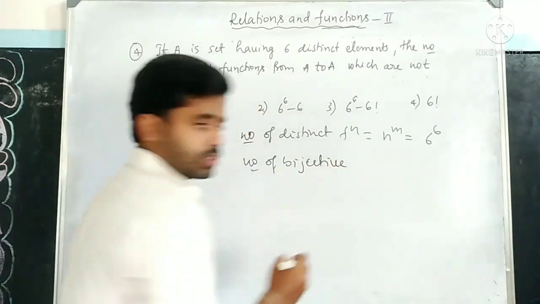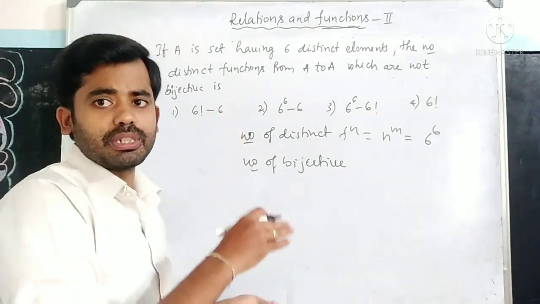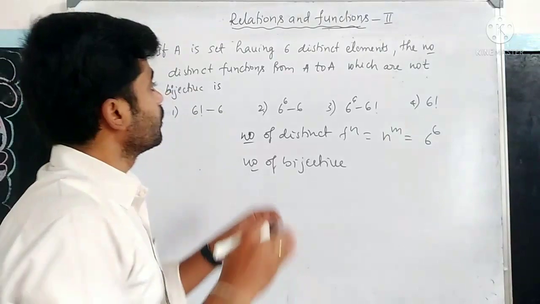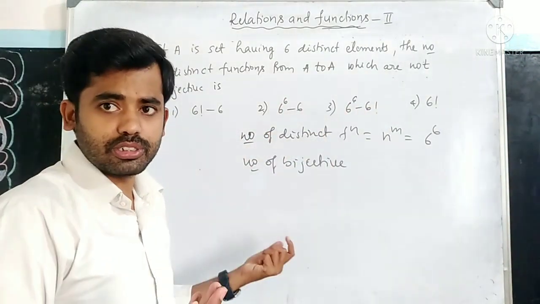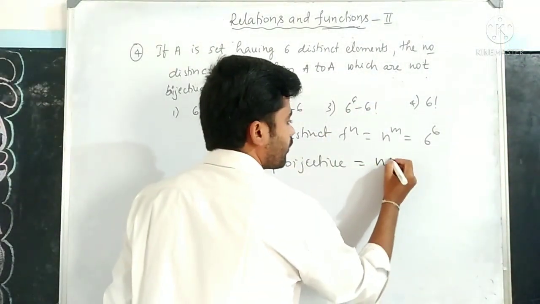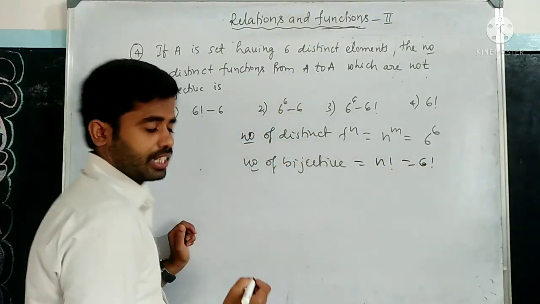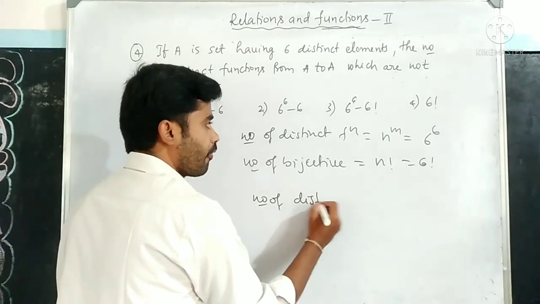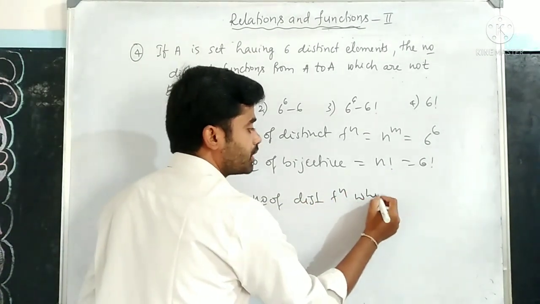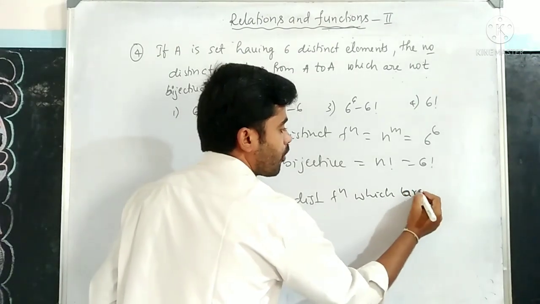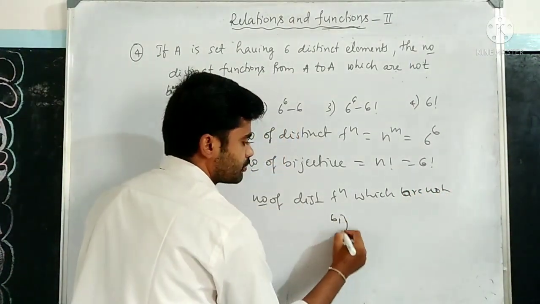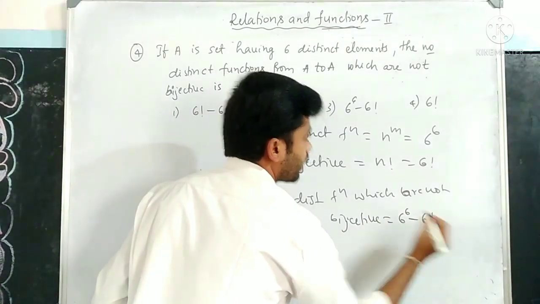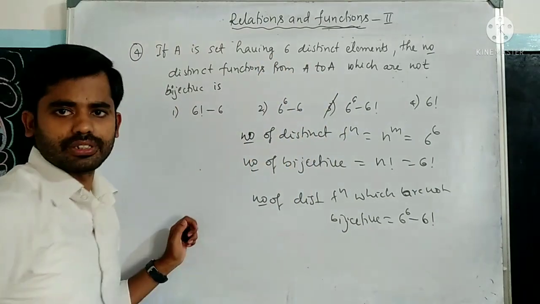For a bijective function from A to B, the number of elements in set A and set B must both be equal. But here it is from A to A only, so that is no matter. That's why it is n factorial, which is nothing but 6 factorial. It means the number of distinct functions which are not bijective is 6 to the power of 6 minus 6 factorial. Third option.